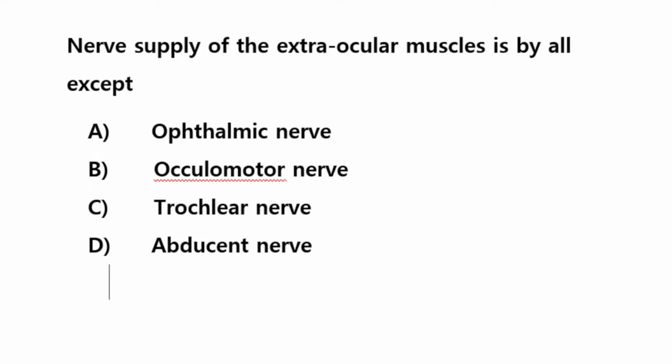So the question for today is, nerve supply of the extraocular muscles is by all except the ophthalmic nerve, oculomotor nerve, trochlear nerve or the abducent nerve. So the correct answer to this question is A, that is the ophthalmic nerve. Now we have to look into how we approach this question and how we came to the right answer.